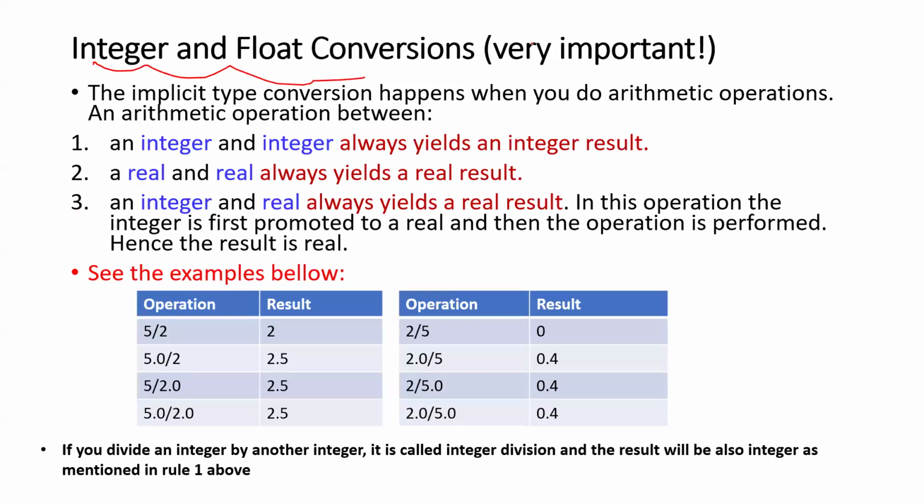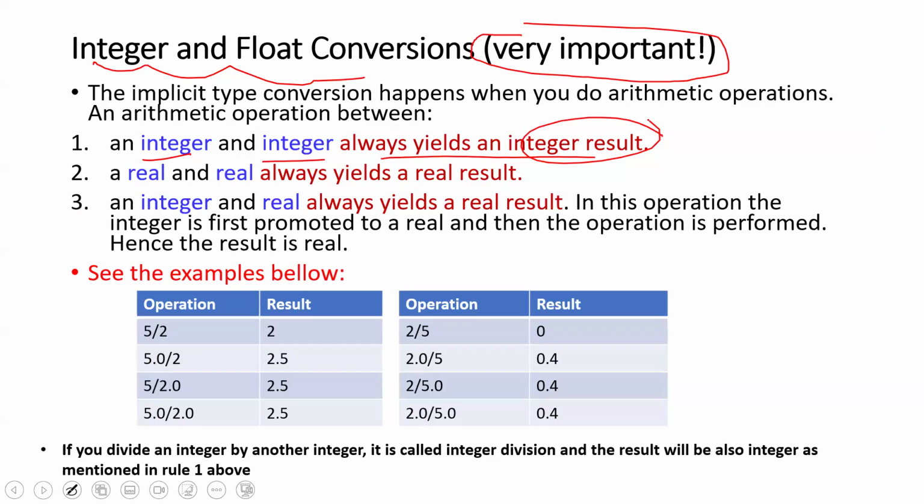Integer and float conversions. I say very important because many students make mistakes here. If you perform an arithmetic operation between integer and integer, you always get an integer. You don't get float. If you divide or multiply an integer with another integer, you always get an integer. So what do I mean by this? Let's see. What is 5 divided by 2? If you use a calculator, you get 2.5, right? But I just wrote this line. This is an integer, this is also an integer. So the result will be an integer. So the result will be 2. So you just lost everything after the decimal point. Got it? We have nothing called a decimal point in this case.